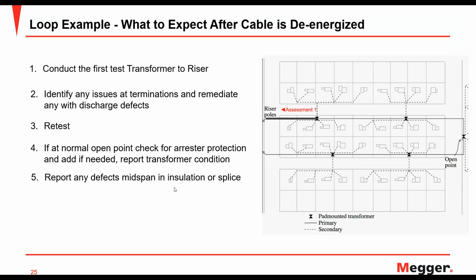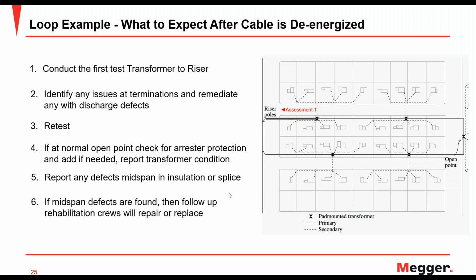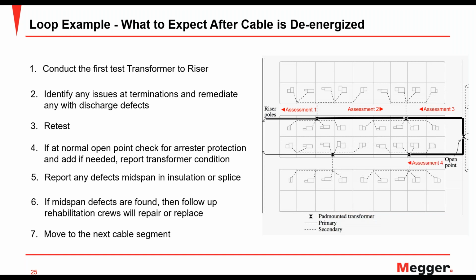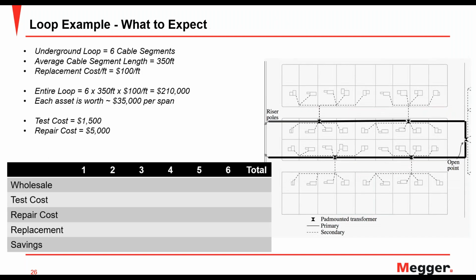We're going to report then any midspan defects or defects in the installation or within a splice. And if midspan defects are found, then we're going to have you follow up with rehabilitation crews that will repair or replace that cable based on a risk of failure analysis. And then we're going to move to the next cable, as you see here. This time we're going transformer to transformer in assessment 2. Assessment 3 is transformer to transformer at the open point there, which could get moved, or you could take a full outage for the neighborhood. Assessment 4 is then, assessment 5 is then taken, assessment 6. So that's typically a day's worth of work in assessing cables with a cable test van. So let's look at this in terms of asset management solutions now.